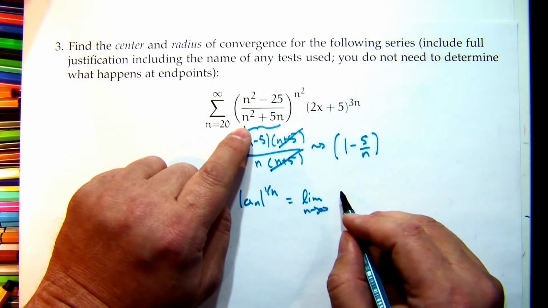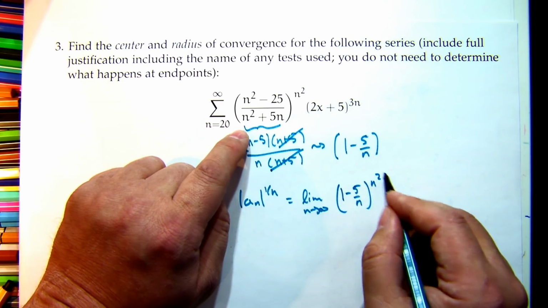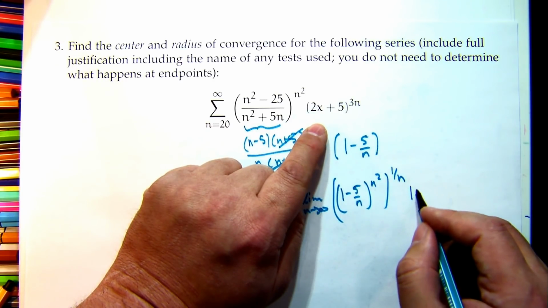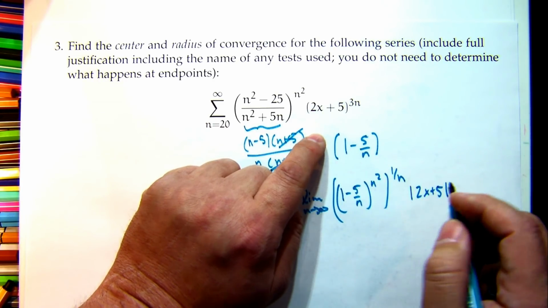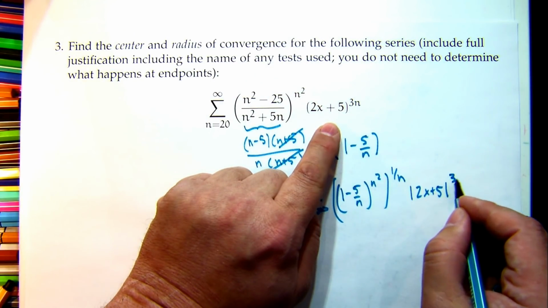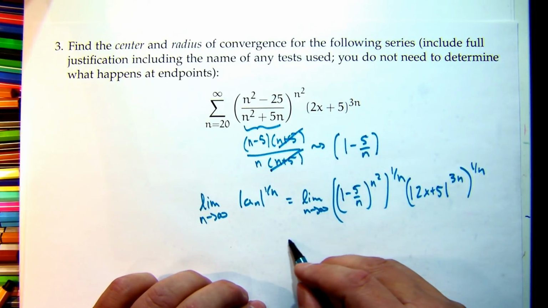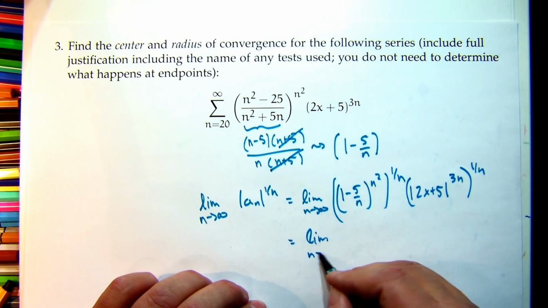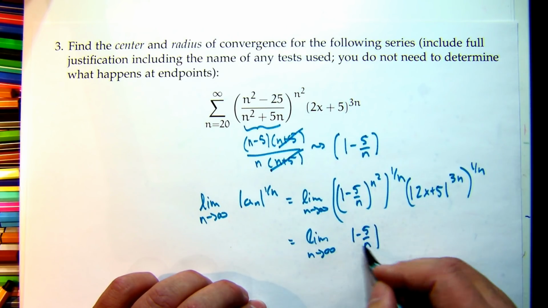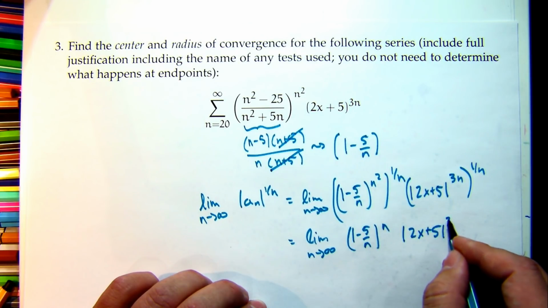This is going to become 1 minus 5 over n to the n squared to the 1 over n, whatever that does. And then I'm going to have 2x plus 5 absolute value, because we're taking the absolute value base of n. This could be negative, to the 3nth power to the 1 over n. Now, if you take the 1 over nth powers, you see that thing simplified fairly nicely. 1 minus 5 over n to the n. And this becomes absolute value of 2x plus 5 cubed.